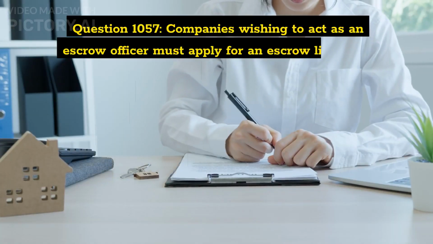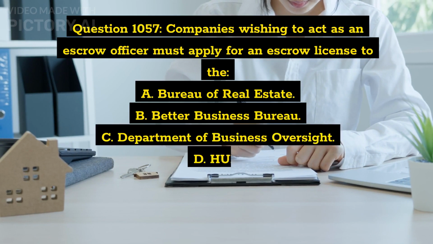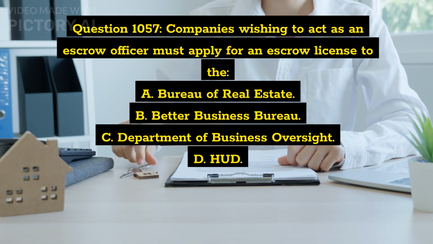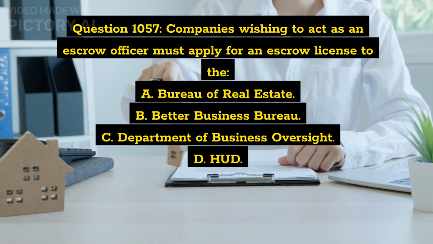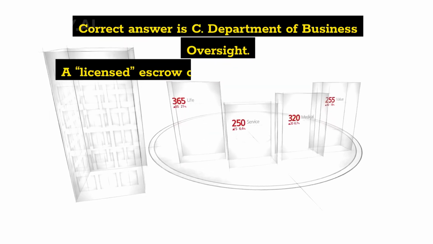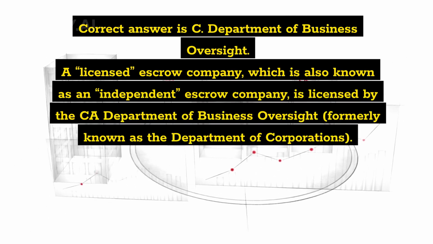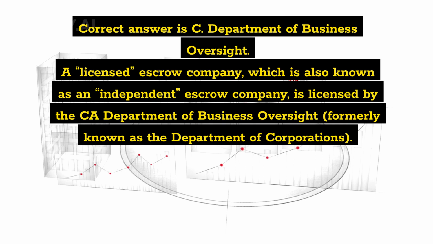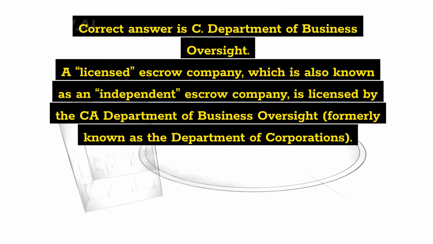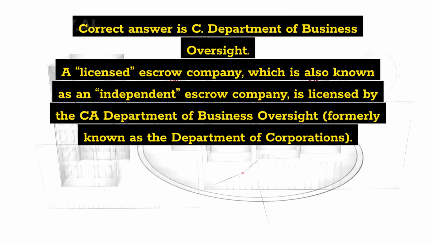Question 1057. Companies wishing to act as an escrow officer must apply for an escrow license to the A. Bureau of Real Estate. B. Better Business Bureau. C. Department of Business Oversight. D. HUD. Correct answer is C. Department of Business Oversight. A licensed escrow company, which is also known as an independent escrow company, is licensed by the CA Department of Business Oversight, formerly known as the Department of Corporations.